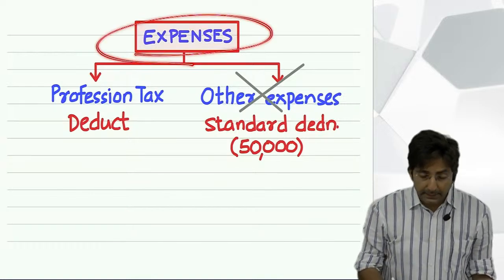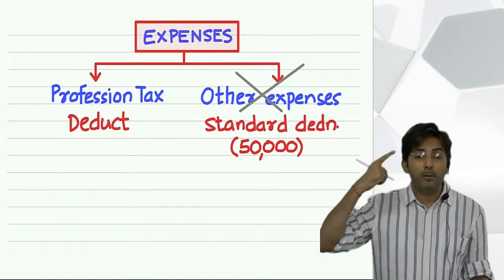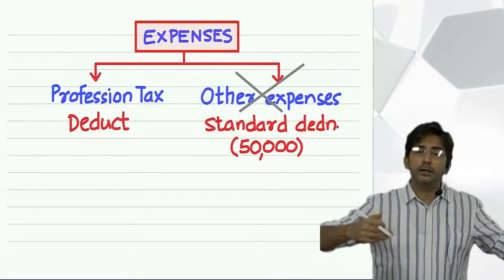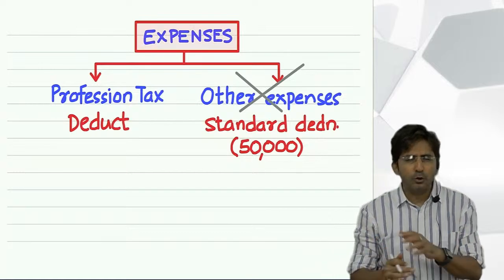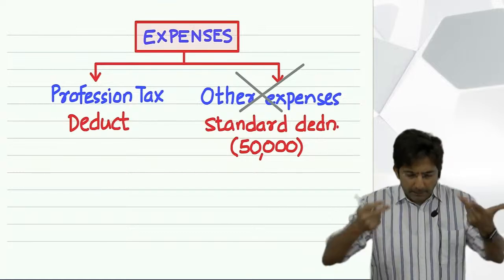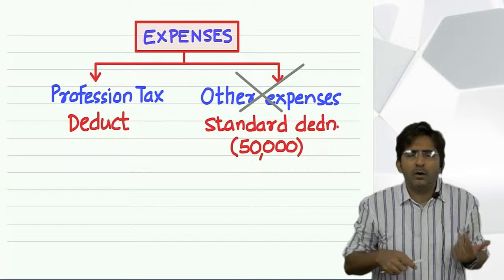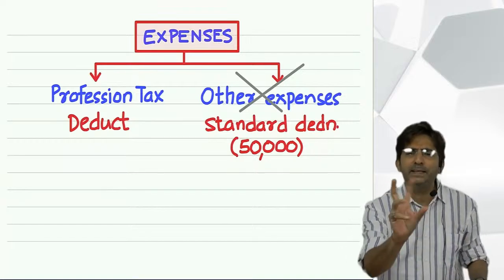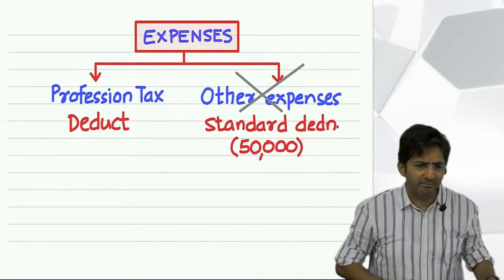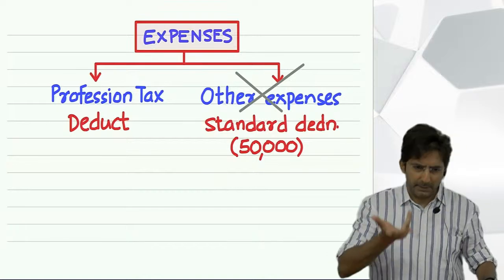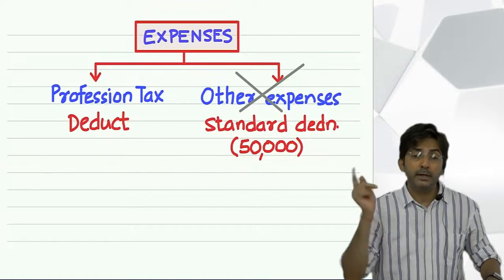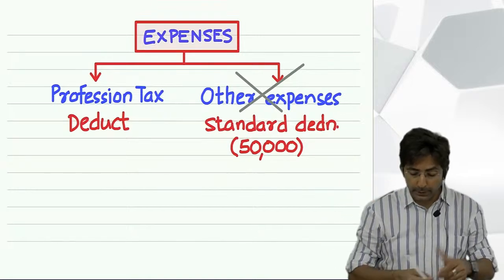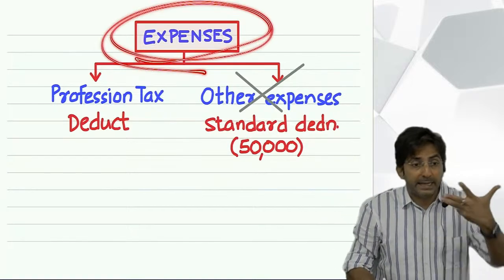But that's it. When you study the chapter Income from Business, you will study a lot about expenditure, because a businessman has so many expenses. Take my example. For me, what is the variety of income? No variety. Fees from students is the only income. But expenditure, you will find a big list. So when you study business income, there you will study expenses in depth.